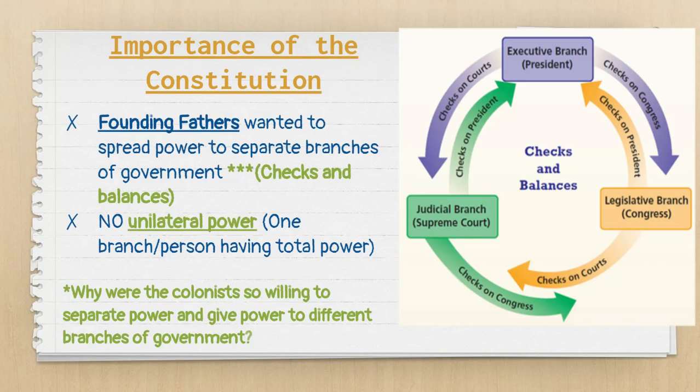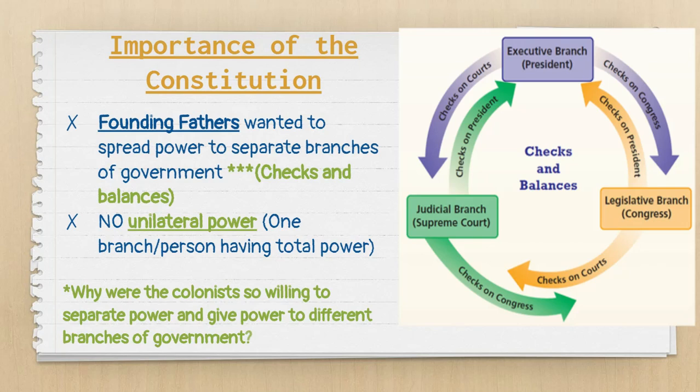So first off, the importance of the Constitution. Now, imagine it's already been ratified, Bill of Rights has been ratified, so you have this new Constitution. It's been passed. The Founding Fathers got what they wanted. They wanted to spread power to separate branches of the government, which they were able to do. They created a system of checks and balances, which many Enlightenment thinkers and Founding Fathers believed needed to be done. And you had the possibility of no more king or monarchy rising up from this new government. So there's no unilateral power. We use the word unilateral when one branch or person has complete power.